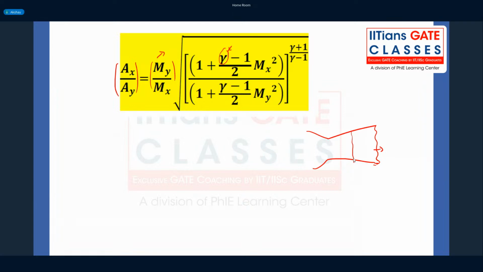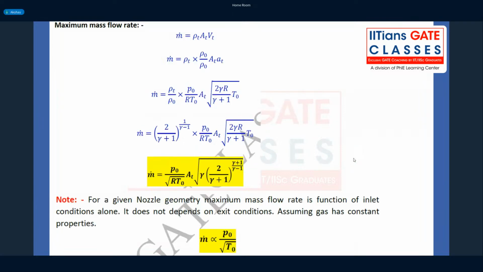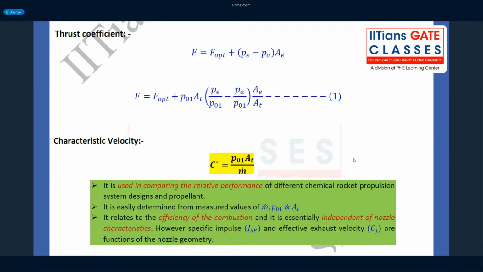Okay, so now if I move on, I'm really not going to deal with this derivation part, as I said earlier. So we can define certain other parameters like the characteristic velocity or the thrust coefficient. We already defined what is thrust, and we already defined what is exhaust velocity.